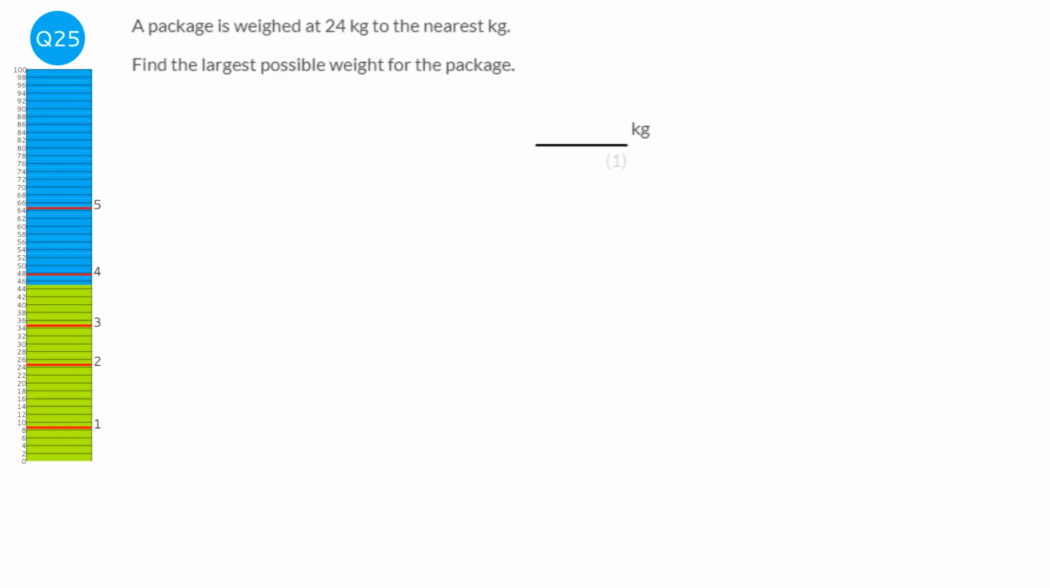To find the largest weight this package could have been before it was rounded, let's do a quick number line. And we're going to just do it between the 24 and what it would round to next. Well, it's to the nearest kilogram, so the next thing it would round to is 25. The cutoff point for rounding is here. And that's going to be halfway between 24 and 25, which is 24.5. And that is actually going to be our answer.